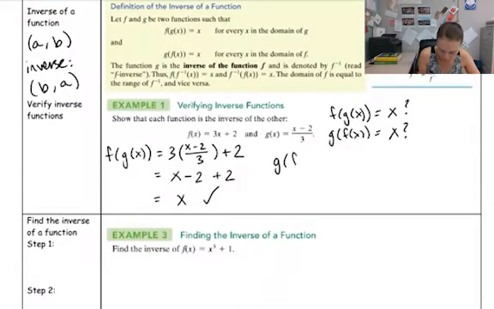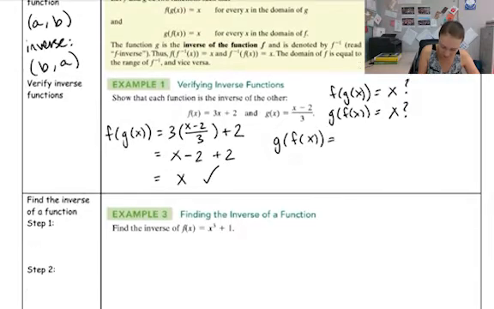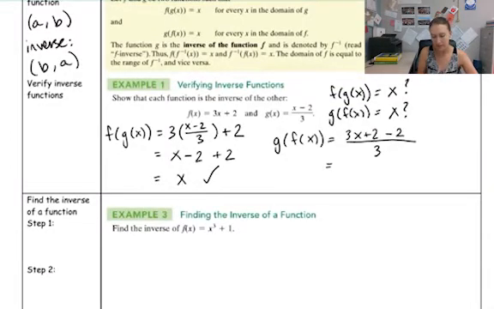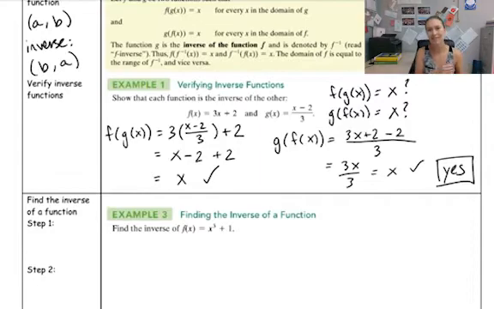Now I want to check g of f of x. And so I'm going to use the g function, which is blank minus 2 over 3, and input the f function into that blank, which is 3x plus 2. So similarly, we have to be careful, only one step at a time, which pieces cancel first. It has to be the 2 and the negative 2. So I end up with 3x over 3, which equals x. So yes, the two functions are inverses of each other.